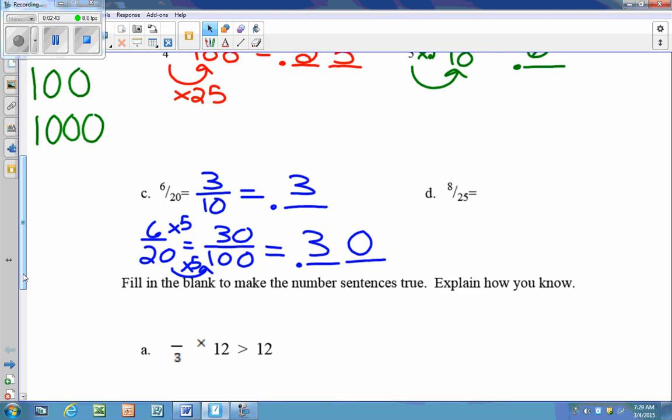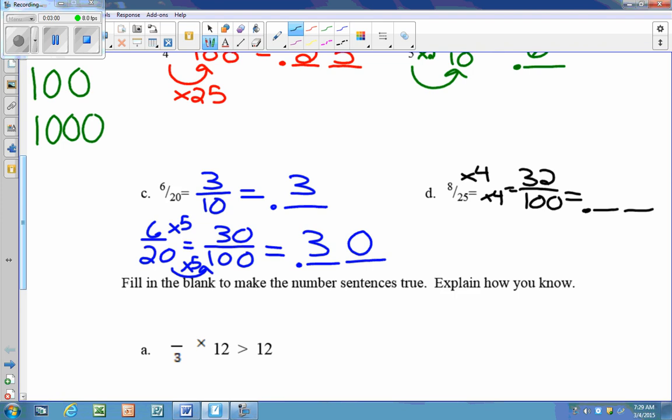And the last one on this section, I have 8/25ths. And we learned from before that 25 times 4 would be 100. We learned that up above. So 8 times 4 would be 32, and I want to make 32 hundredths, so hundredths, 32 hundredths.